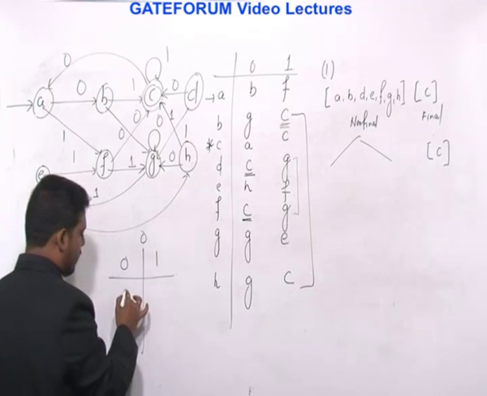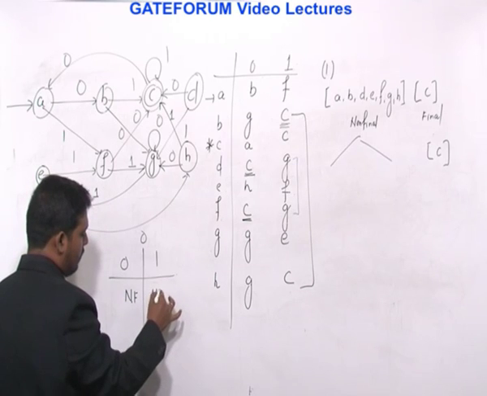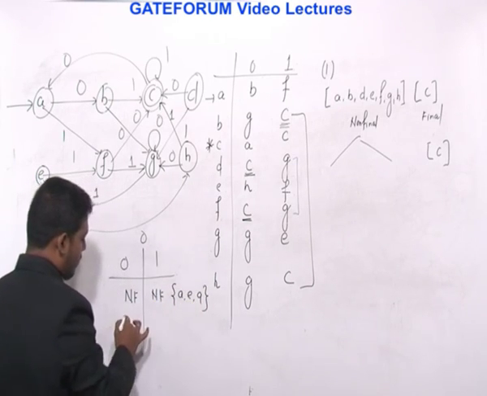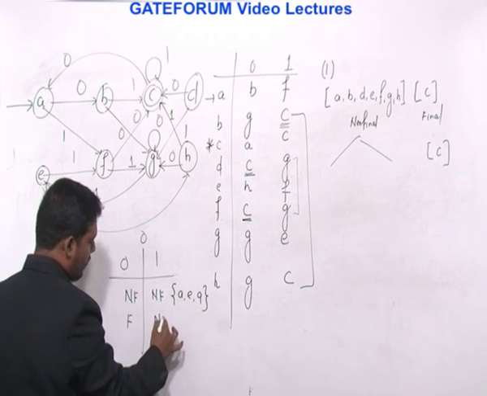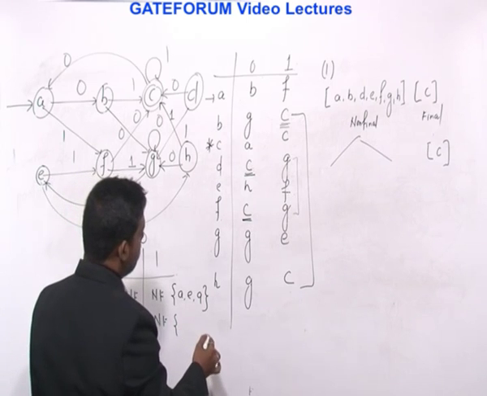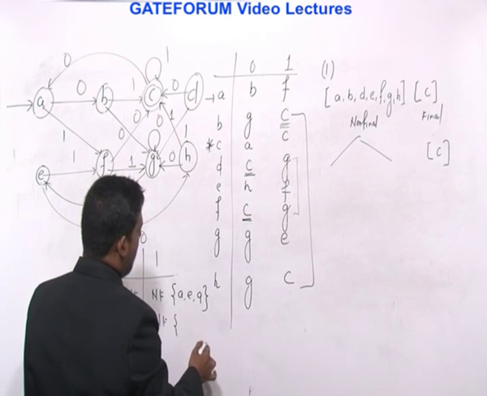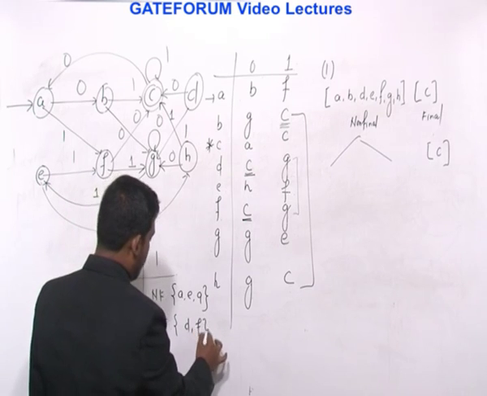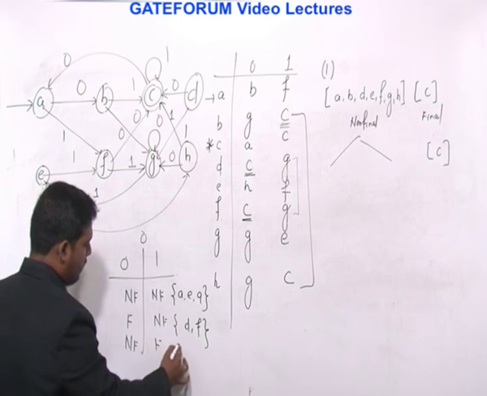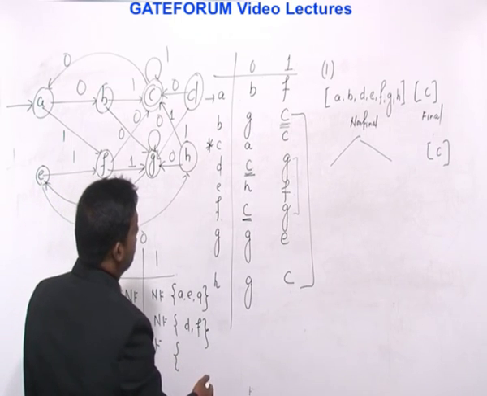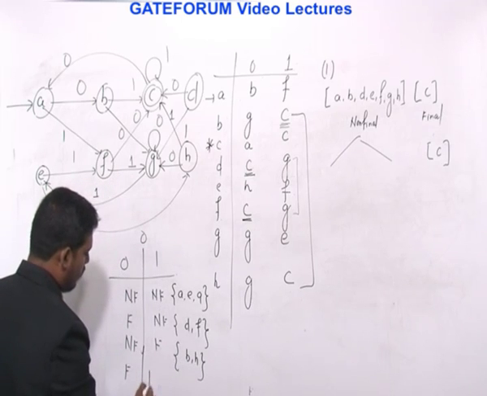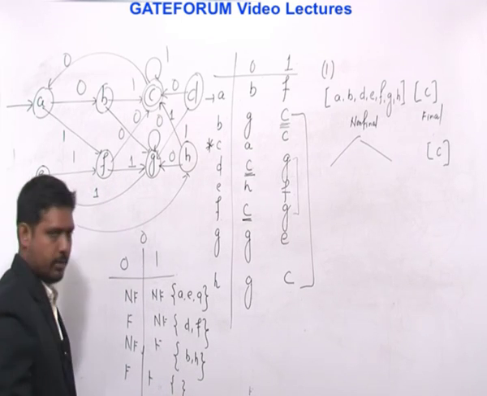More possibilities we can write down. Non-final on both inputs, which is A, E and G. On input 0 final and on input 1 non-final, which is D and F. On input 0 non-final and on input 1 final, which is B and H. And both final: we don't have anything over here, so we don't have any partition for this one.